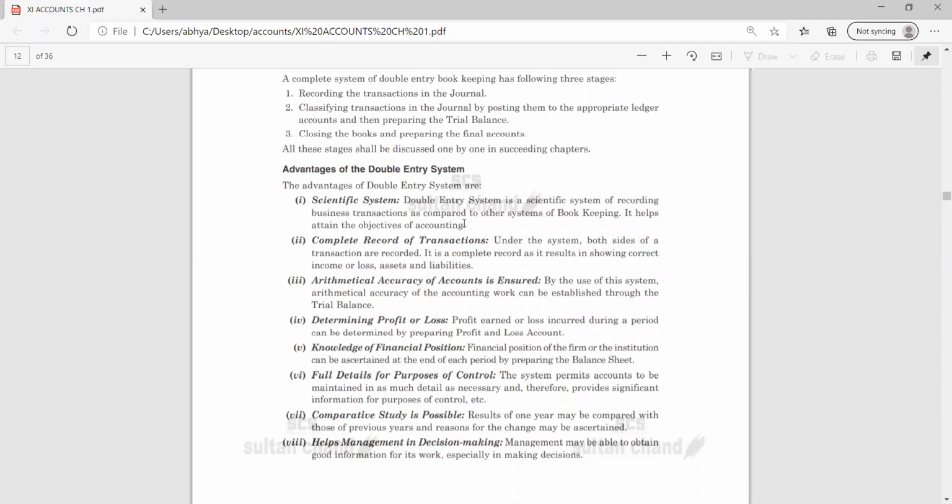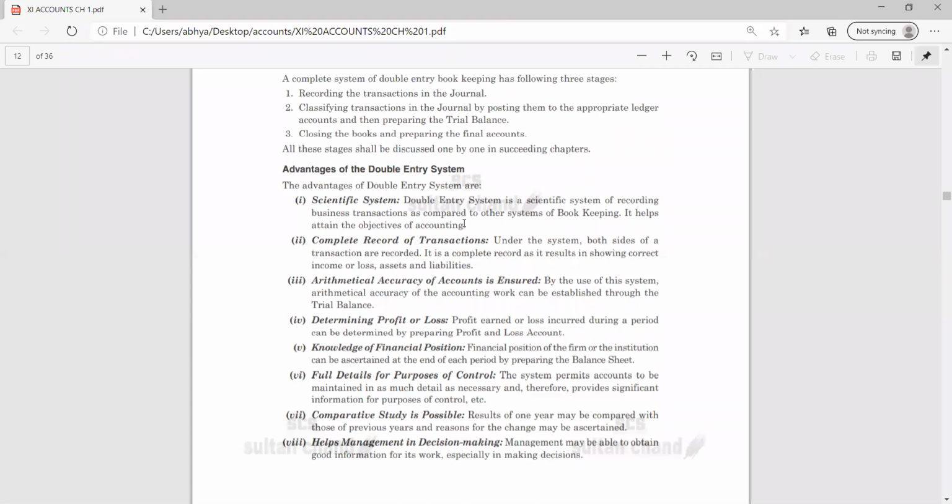Then next, it helps in determining the profit or loss, by preparing the trading and profit and loss account. These two things you will find everywhere. Knowledge of financial position and determining the profit or loss: whether you are doing the role of accounting, the advantages of accounting, the objectives, or the advantages of double entry system, these are the common points which you can write in all these topics.